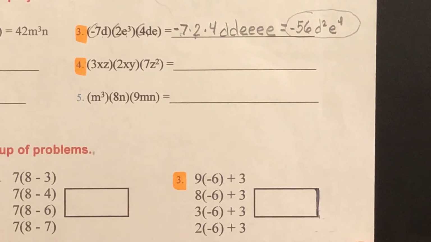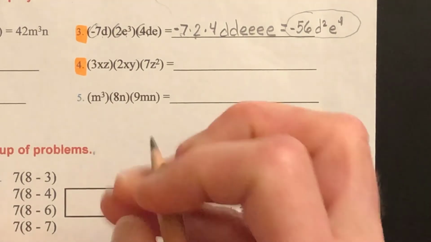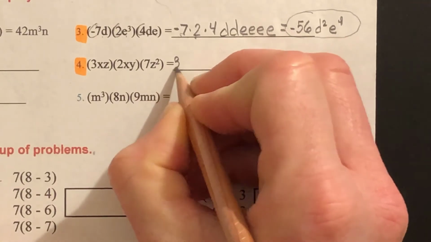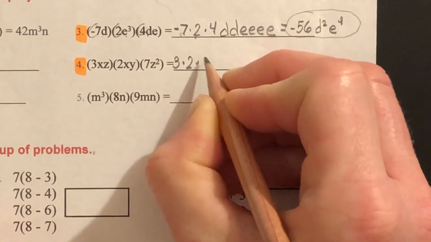Number 4, we'll do the same thing. We'll expand it out. We'll do it in order. It'll take less room if we do it in order the first time. And it's also easier to simplify in the end if it's in order. We'll start by writing all the coefficients. We have 3 times 2 times 7.